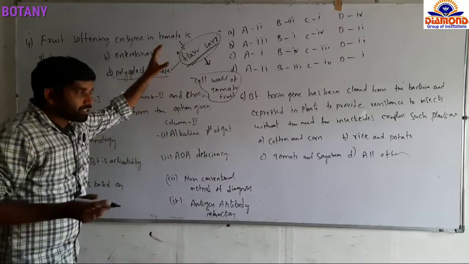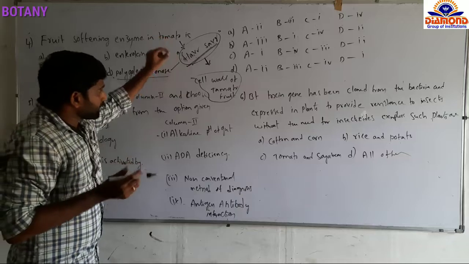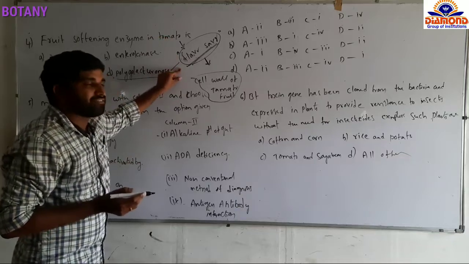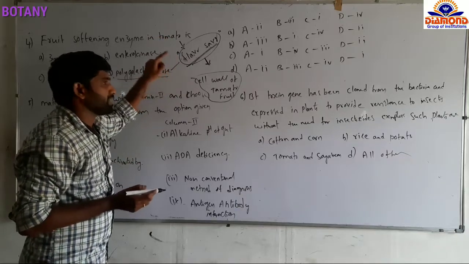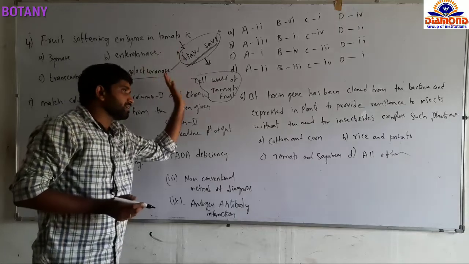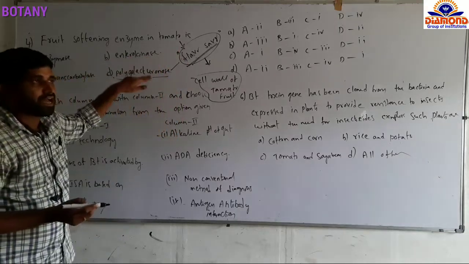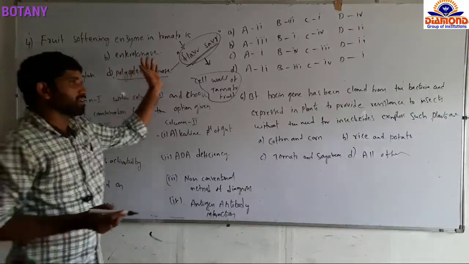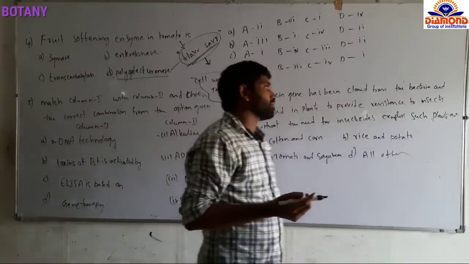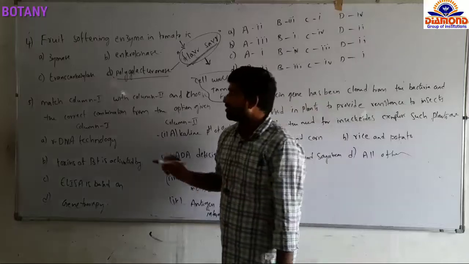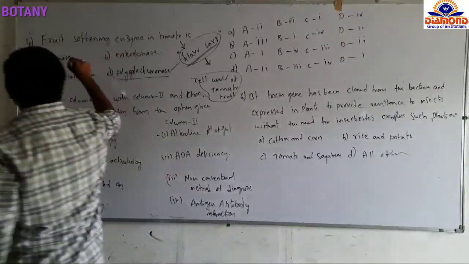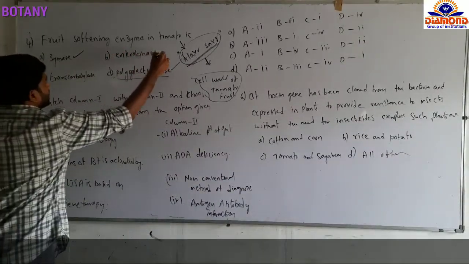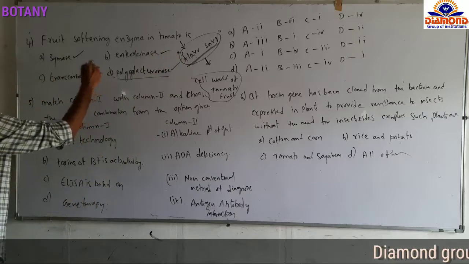So to prevent the activity of the polygalacturonase enzyme, by using biotechnology we can prevent the activity of polygalacturonase enzyme automatically. So the tomato fruit ripening will be delayed. Now they have given options here: zymase, enterokinase, plant starch lyase.